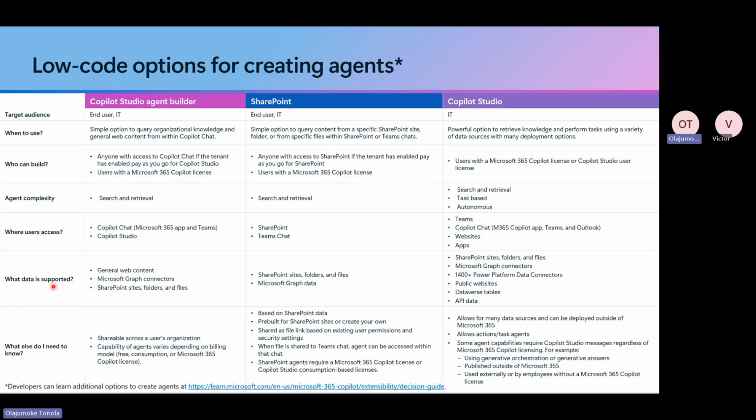And then what data is supported? So you can see here that you can only support web content. That means the agent you build in the Copilot Studio builder can just get data from the web, can only search for results for you in the web. Then if you have a Microsoft Graph connector, you can connect it to it. Also, if you have SharePoint site folders and files, you can have that.